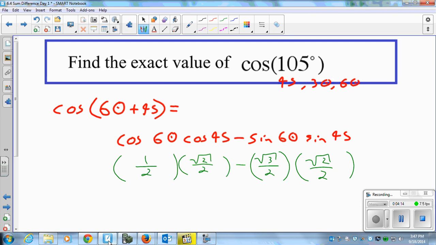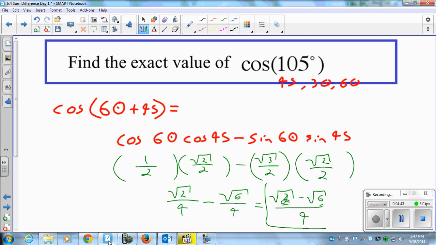Multiply them out, top by the top, bottom by the bottom, multiplying fractions, square root of 2 over 4 minus square root of 6 over 4, which will be equal to square root of 2 minus the square root of 6 all over 4. So we can see we can't simplify that anymore. The radicands are not the same, so I can't subtract them. So that's my final answer.